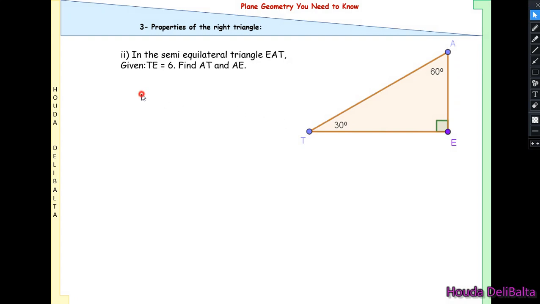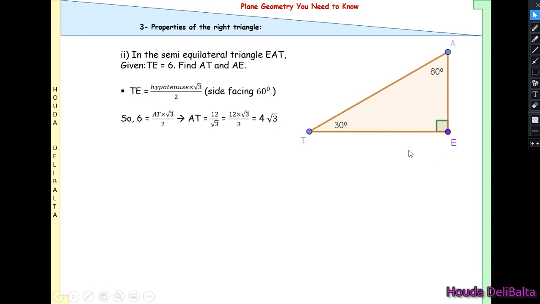So let's write the rule of the side facing 60. TE, this side facing 60, equals the hypotenuse times radical 3 over 2. Let's start evaluating. TE equals 6, as given here. The hypotenuse is the required, so it is AT. We evaluate it by AT. AT is the required side, times radical 3 over 2.